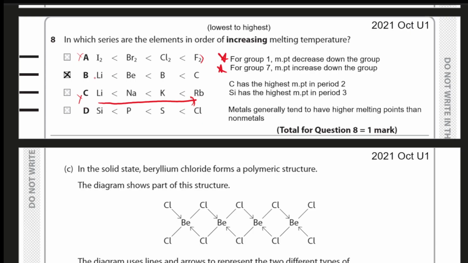If you talk about B and D, you have to remember that carbon has the highest melting point in period 2, and silicon has the highest melting point in period 3. Both B and D are provided in the period format. So silicon should be there, which is not the correct answer, and that leaves us with B as the correct answer, because carbon has the highest melting point in period 2, and this is the most viable option.